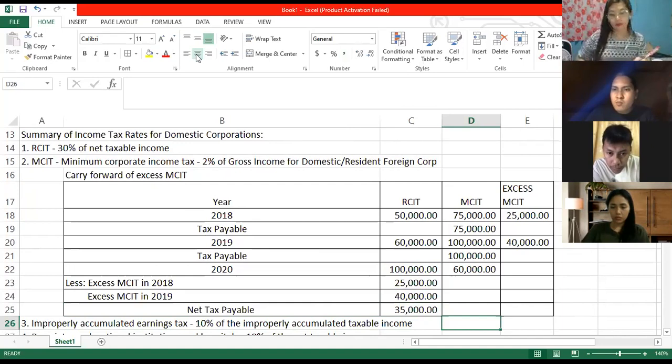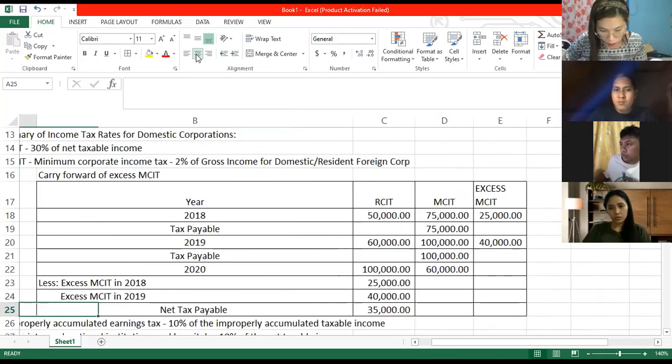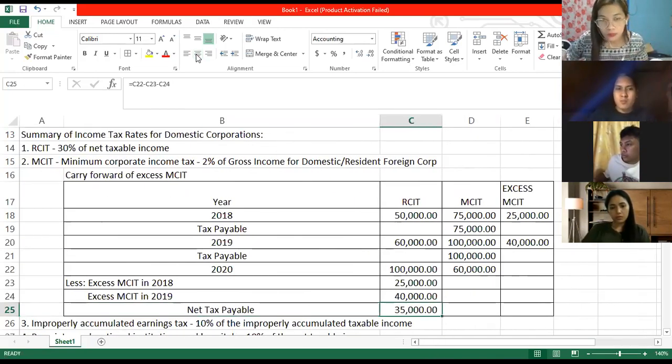Nakuha nyo? Yan yung application ng carry forward. Carry forward of excess minimum tax. So meaning to say, parang in short of saying na hindi talaga lugi si taxpayer, no? Kasi by the time na mas malaki yung RCIT niya, i-deduct din naman natin yung excess MCIT na nabayaran niya. Parang nag-advance payment lang siya, okay? So, that is how you apply paragraph 2 of letter E, okay? I hope nakuha niyo yung computation.